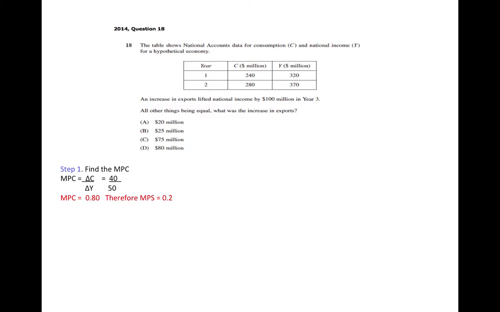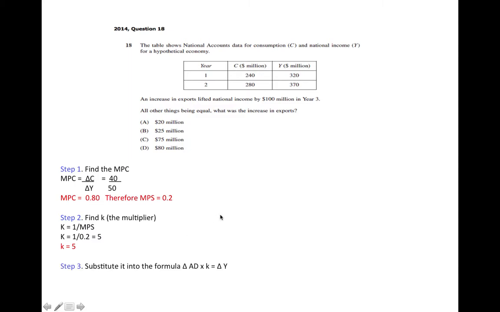So now that we do that, we can find out what the multiplier is. We can solve for K. Okay, so to find K, we need to do 1 divided by the MPS. So 1 divided by 0.2 equals 5. We now have K. We now know that our multiplier is 5.